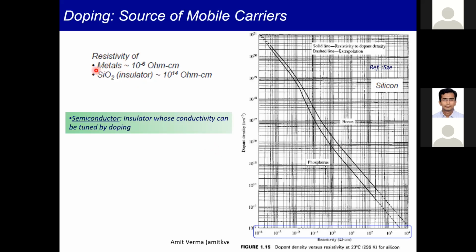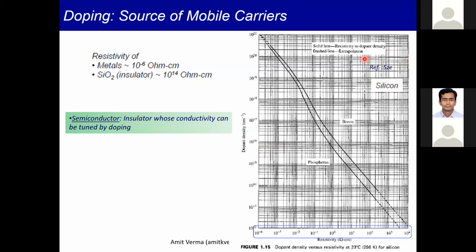resistivity of metals, which is one type of material, is of the order of 10 to the minus 6 ohm centimeter. On the other hand, there are very good insulators like silicon oxide, which have a resistivity of 10 to the plus 14 ohm centimeter. So about 20 orders difference. Now, the power of semiconductors is that by doping them with these impurities, we can change their resistivities or conductivities over many orders so that we can tune them to the application we need.